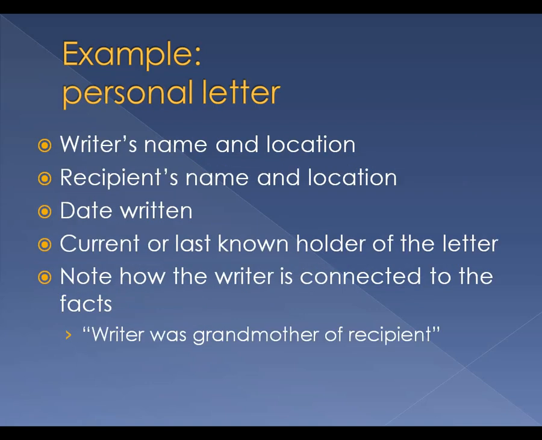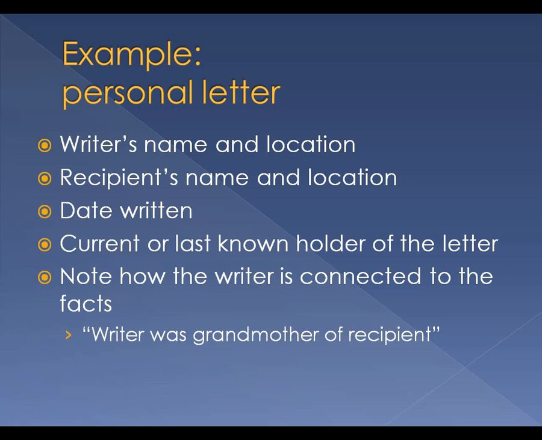If you have a personal letter that is a source of information, include the writer's name and location. We need to identify who wrote that letter. Who did they write it to? The recipient's name and location. When was it written? The current or the last known address of the person who is holding the actual letter now. And a note about how the writer is connected to the facts, such as, for example, the writer was the grandmother of the recipient.